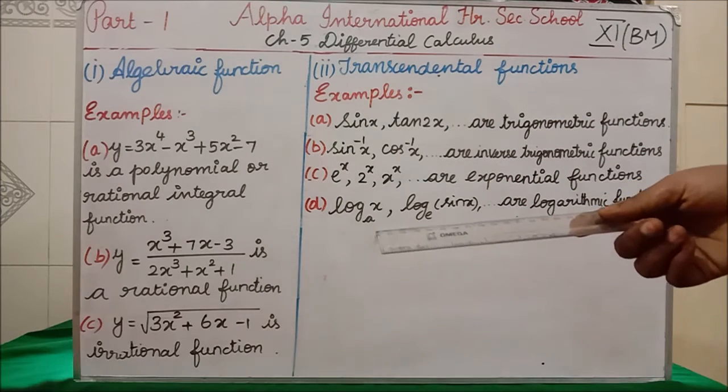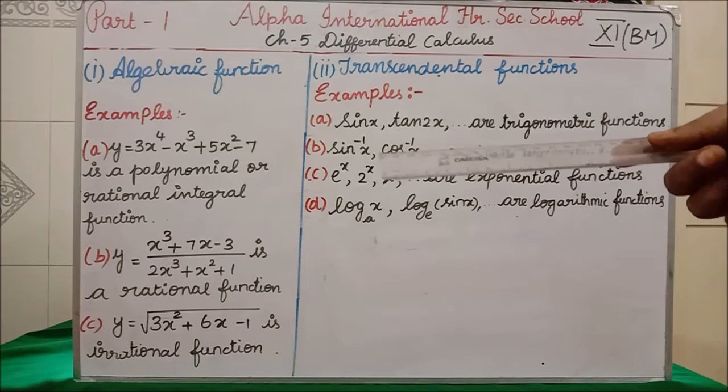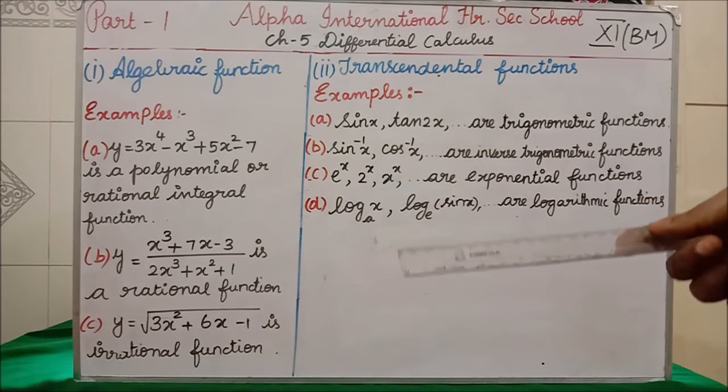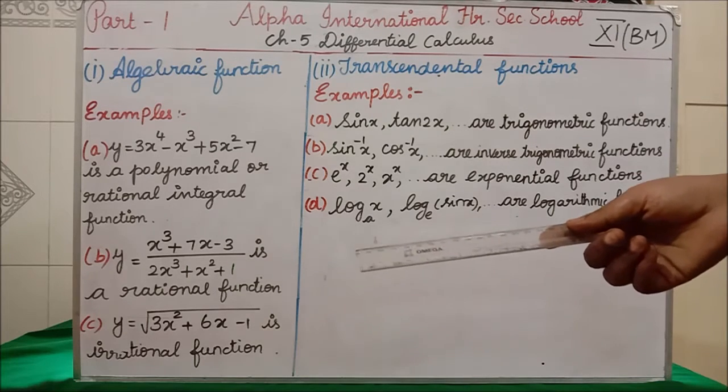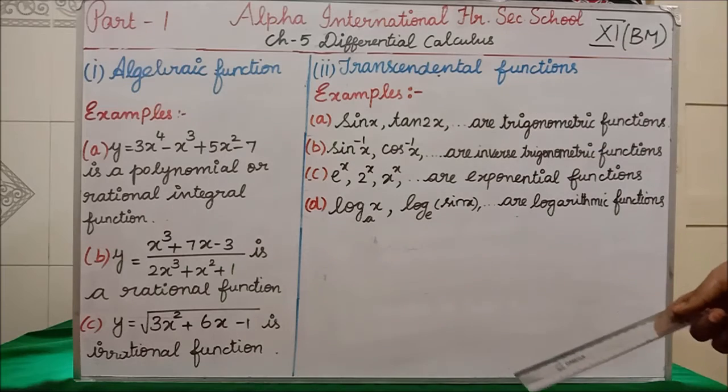From 8th standard onwards we have learned: one term is monomial, 2 terms means binomial, 3 terms means trinomial, and more than 3 terms means what? Polynomial, isn't it?